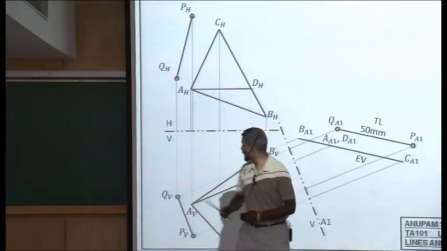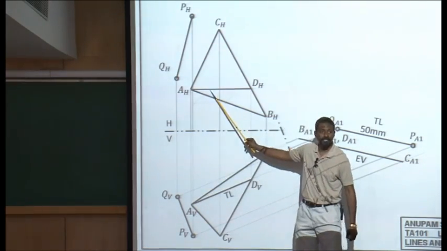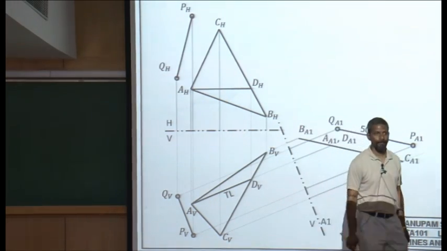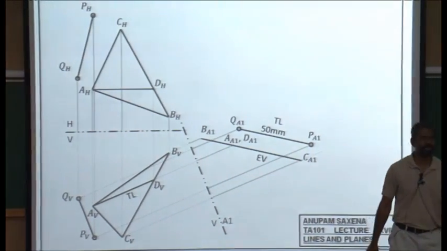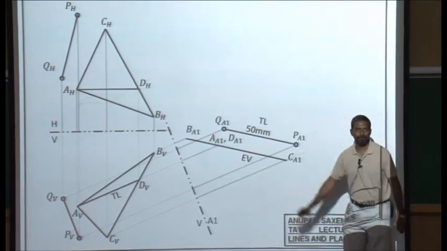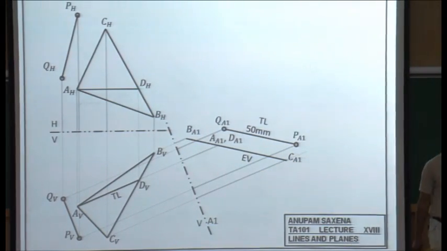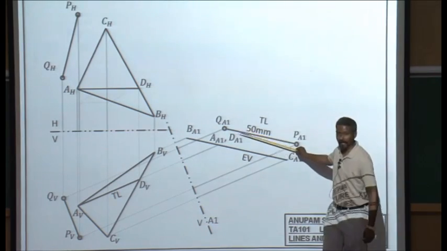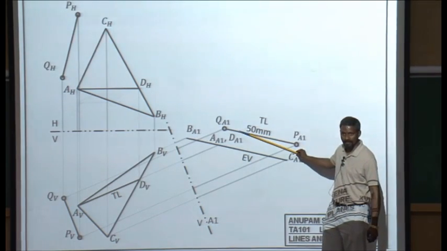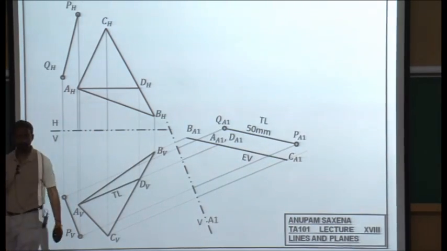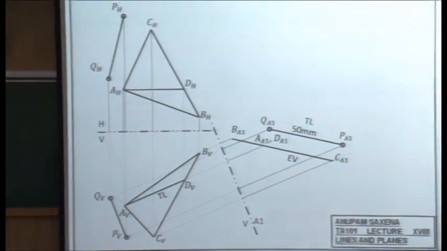If you just look at this picture and this picture, it is not at all clear if this line is parallel to the plane. Is it strange? But only this view gives a clear picture. If this is in true length, this has to be parallel to the hinge line. Basic golden rule.